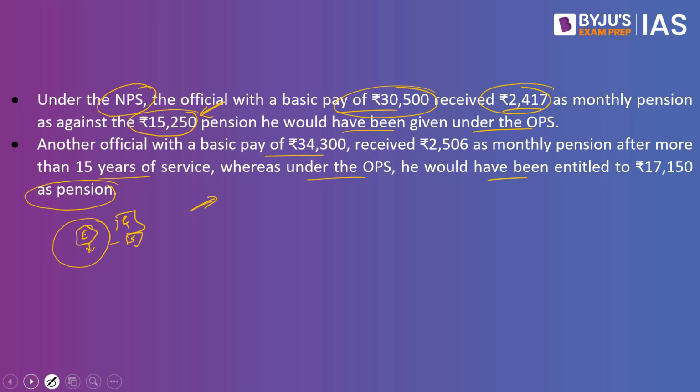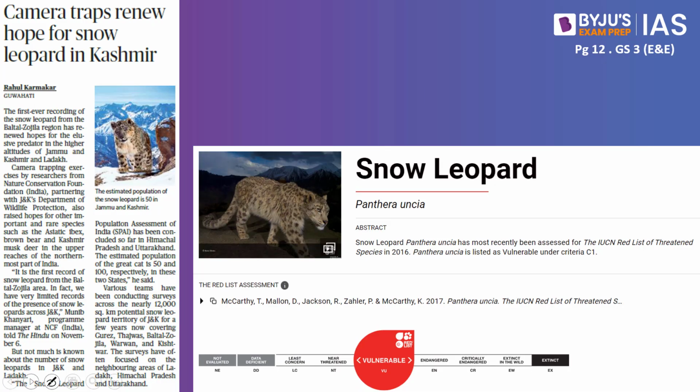Now let's look into the next article. This article says camera traps renew hope for snow leopard in Kashmir. Let us try and understand what this article is all about. When we speak about the snow leopard, it is also called the mountain ghost. Where is it present in India?